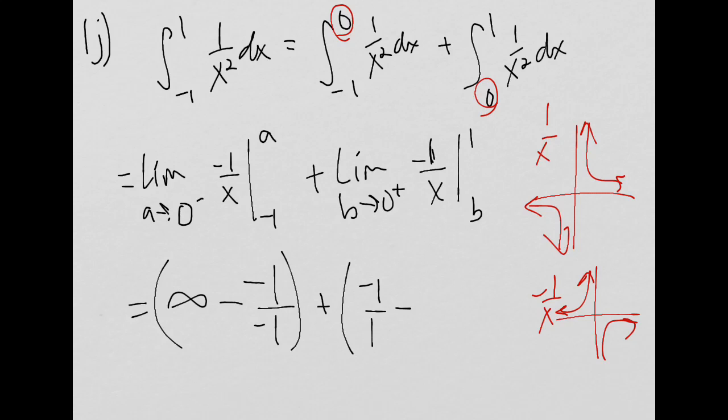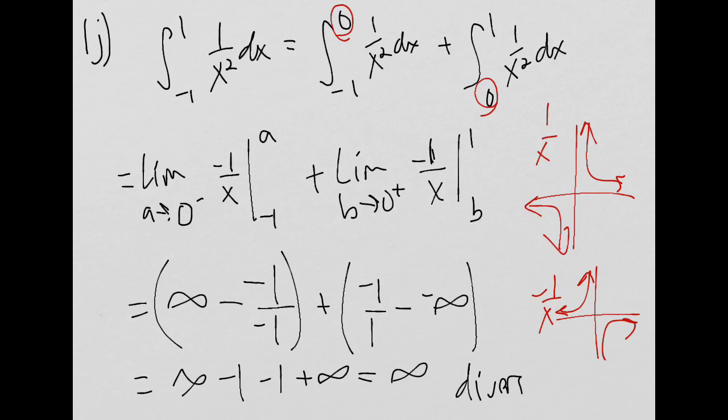So what do I get next? I want to plug in for b. I want to look at what happens to this thing as b approaches 0 from the right. That's going to go down, which means it's negative infinity. So I wind up getting a double negative, and then what I get is infinity minus 1 plus infinity, which is going to be infinity of some form, so therefore it is divergent. That's all.